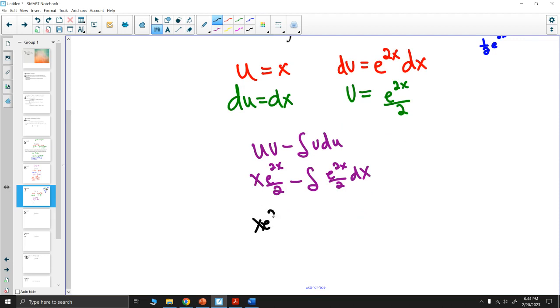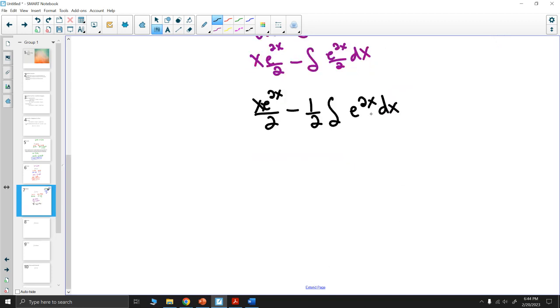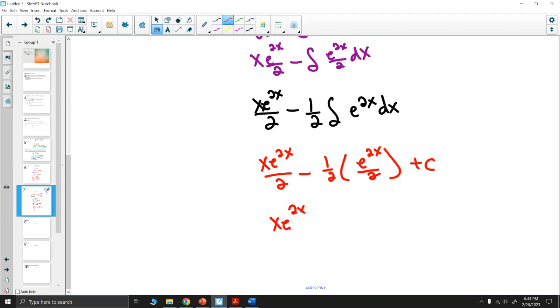So this is x e to the 2x over 2 minus, now here, same thing, integral of e to the 2x is e to the 2x over 2, and this is already an over 2, so I'll just pull it out in front. Again, same idea as if we need to use u sub again, we could, but we don't. We've already done it. So minus, we have 1/2 times e to the 2x over 2 plus c. So that is x e to the 2x over 2 minus e to the 2x over 4 plus c.